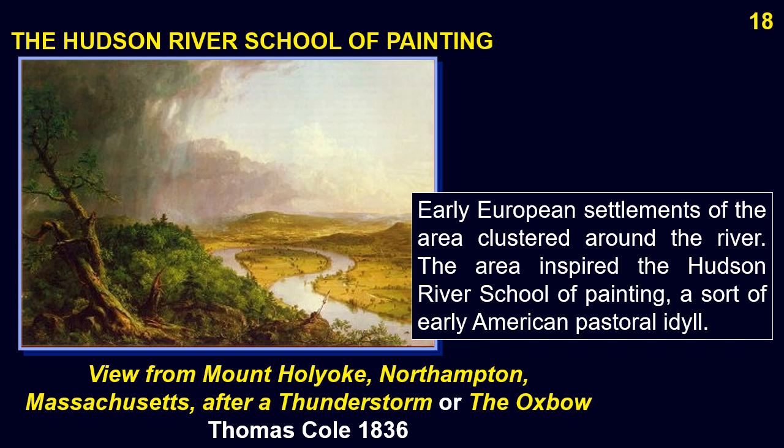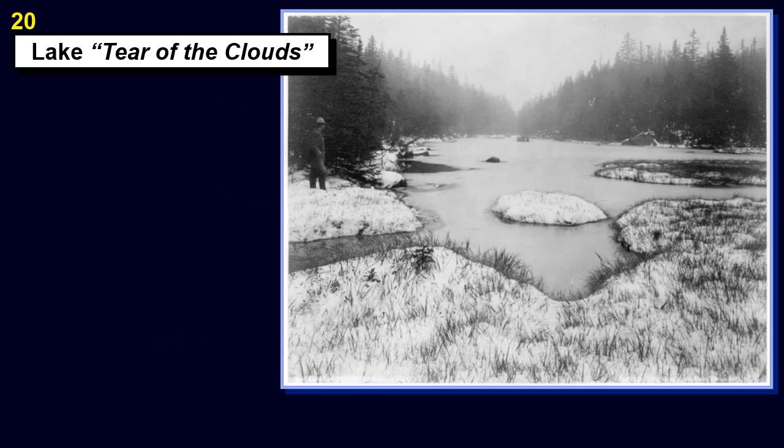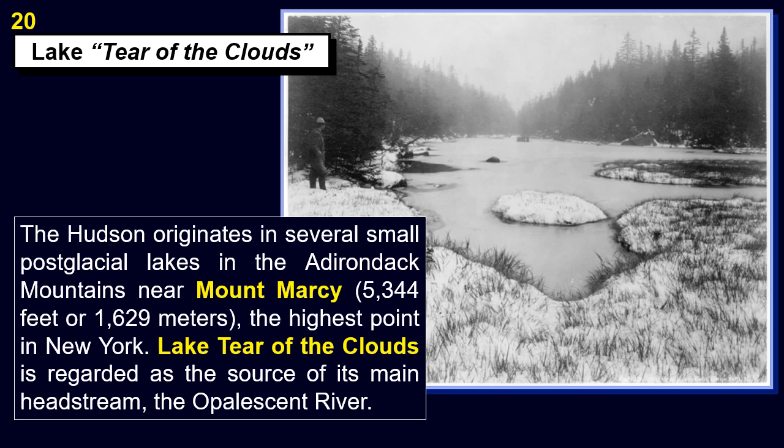Chapter 2. Geography of the Hudson Valley. The Hudson originates in several small post-glacial lakes in the Adirondack Mountains near Mount Marcy, 5,344 feet or 1,629 meters, the highest point in New York. Lake Tear of the Clouds is regarded as the source of its main headstream, the Opalescent River. The official source of the Hudson is Lake Tear of the Clouds in the Adirondack Mountains.